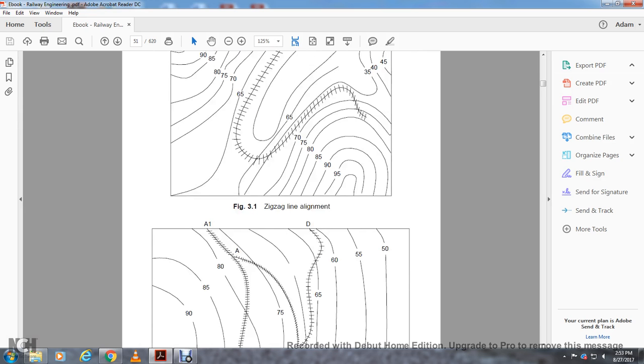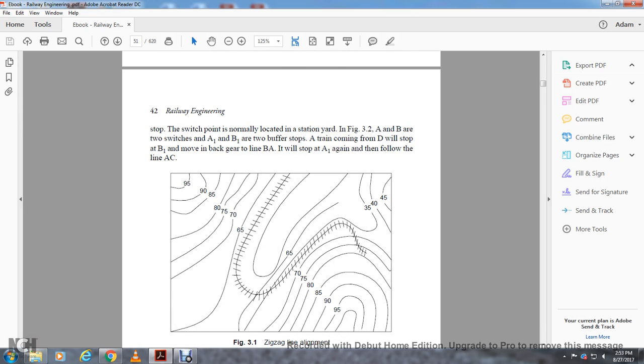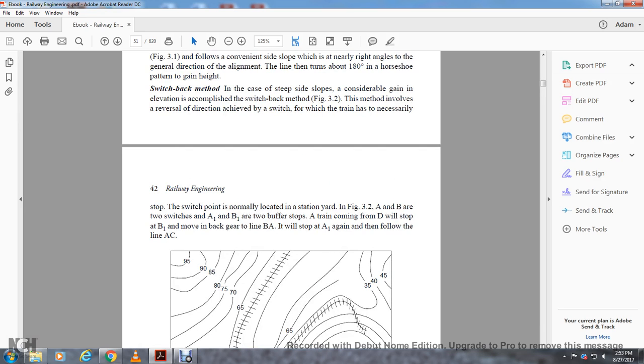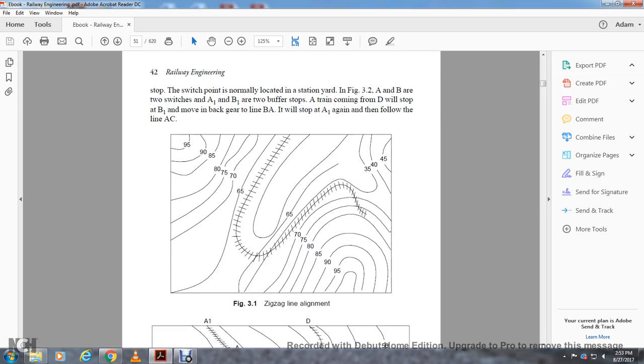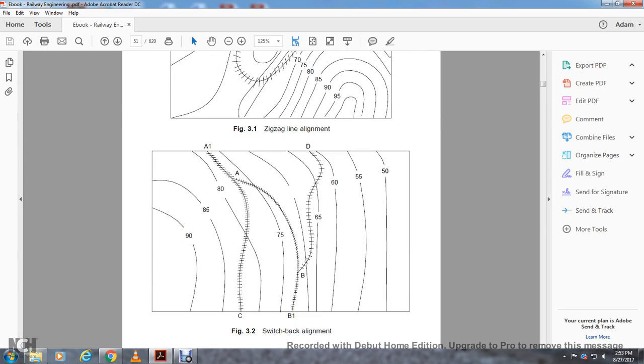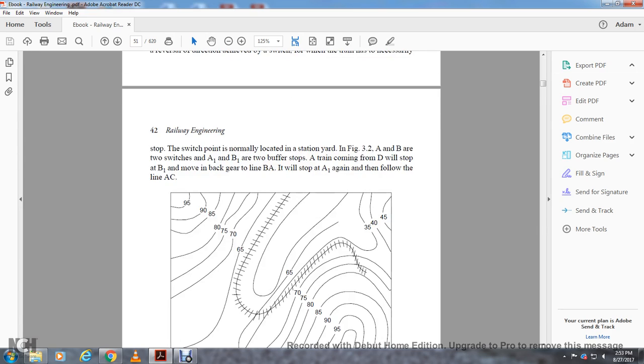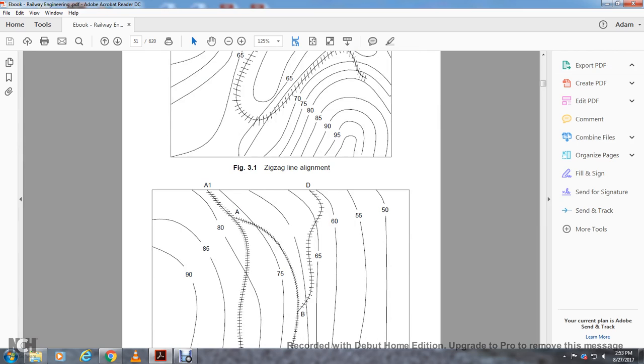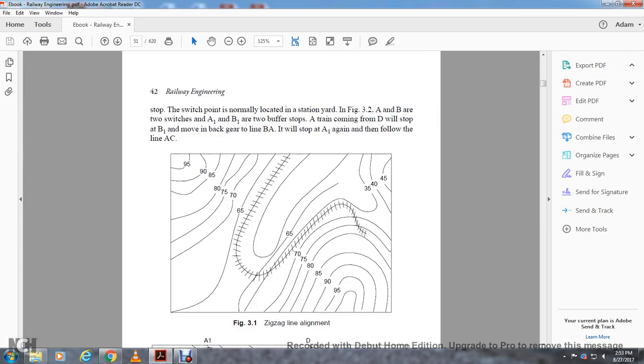In switching back, like I said, you have two switches, A1 and B1. What they do is, the train coming from D will stop at B1, and then move back to the line BA. So it will stop at B1, coming from B1 to B to A, and then A to C.